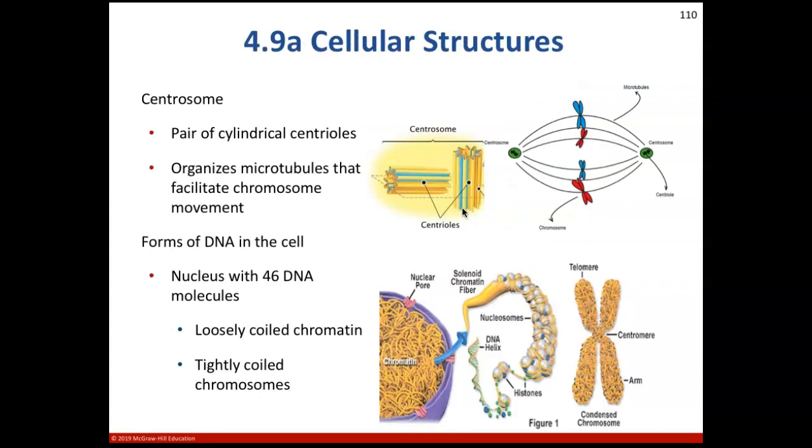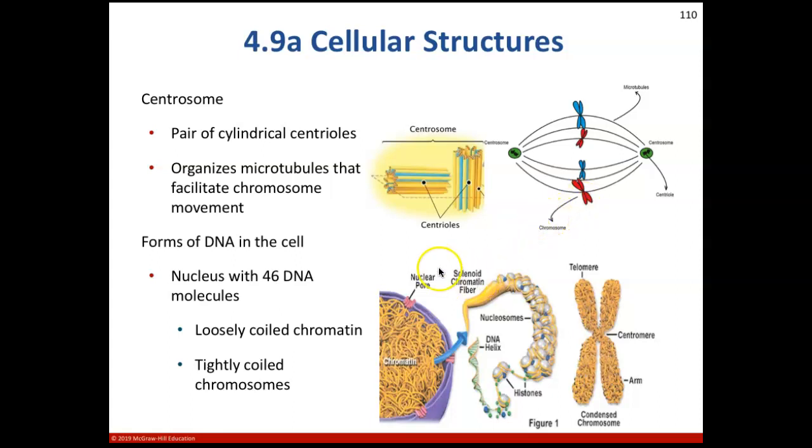So now we're going to revisit those centrosomes that we talked about in our previous sections. These are a pair of cylindrical centrioles. Remember, by itself it's called a centriole, but together they are called a centrosome. And what they do is they go to the polar ends of a cell and they help to organize the microtubules that facilitate these chromosome movements.